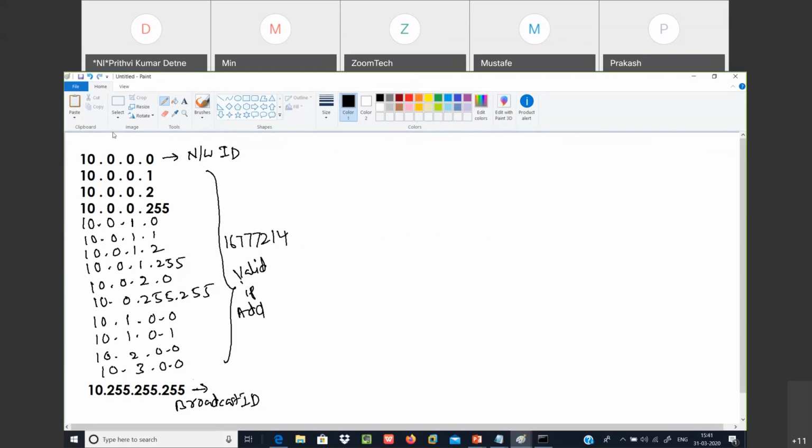So this is a class A example. Now tell me, guys, I have one IP address which is 10.9.1.2. Is this a usable IP address or not? Yes, you can use it. What about 10.0.0.0? Can you use it? No. Why? It's a network ID, for identification purposes.